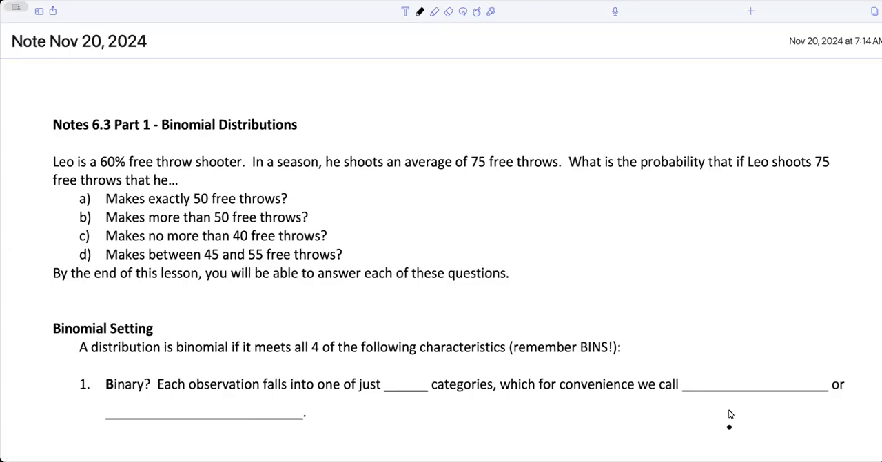All right, here we go. It says Leo is a 60% free throw shooter in a season. He shoots an average of 75 free throws. What's the probability that if he shoots 75 free throws, he makes exactly 50? Okay, so this is a binomial distribution we saw yesterday. How would we calculate exactly 50?